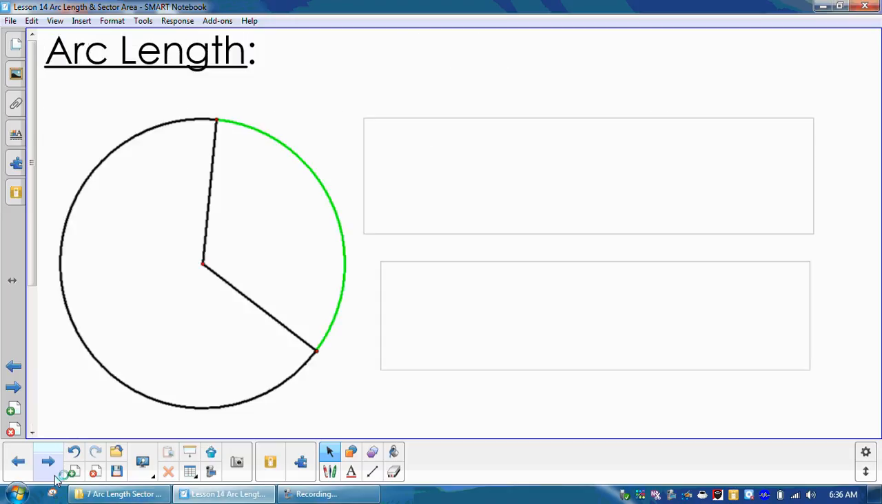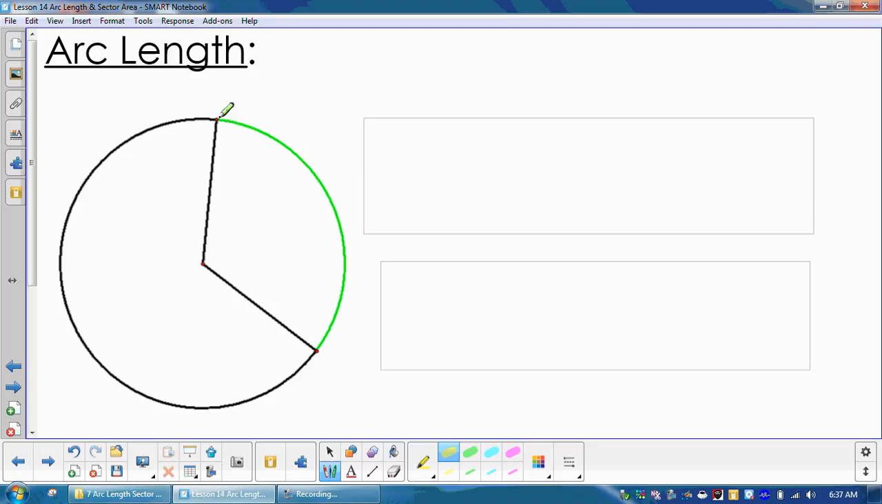We've dealt a lot with the measure of an arc. That's the degree measure of an arc, so how many degrees it covers in the circle. The arc length is different. It's how long it is. So if I look at this green arc and I want to talk about its length, it's not the number of degrees in the arc.